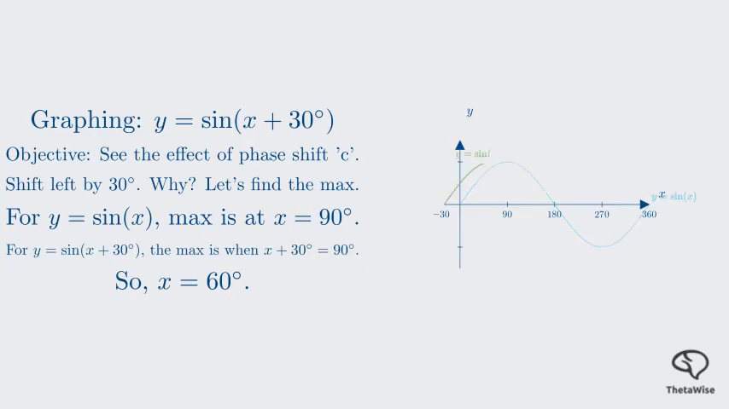Now we'll draw a new graph by taking every point on the dashed line and shifting it 30 degrees to the left. The x-intercept that was at 0 degrees is now at 30 degrees. The maximum that was at 90 degrees is now at 60 degrees. Every point is displaced 30 degrees left. Now let's examine the opposite case.